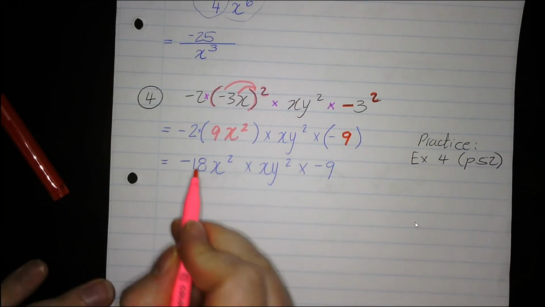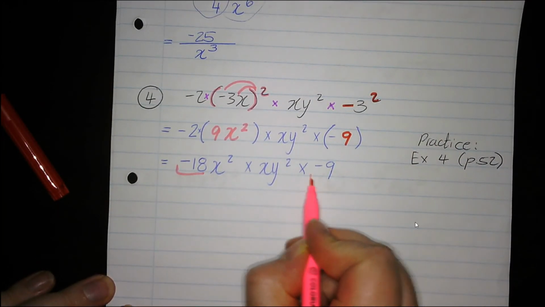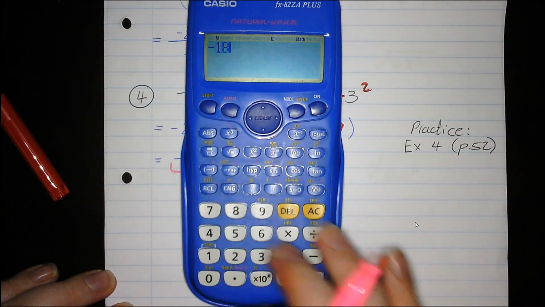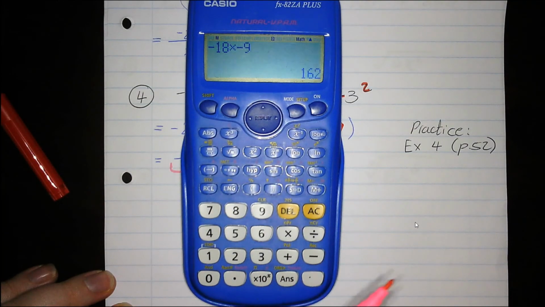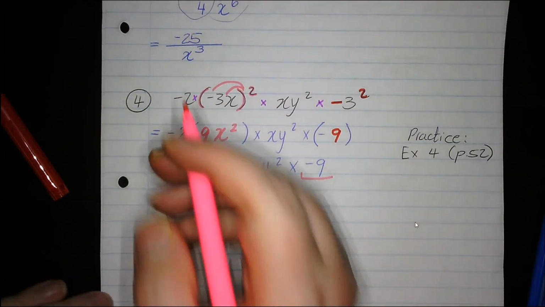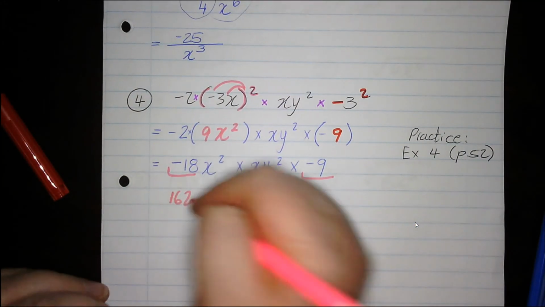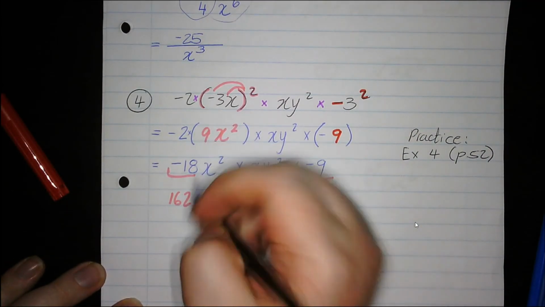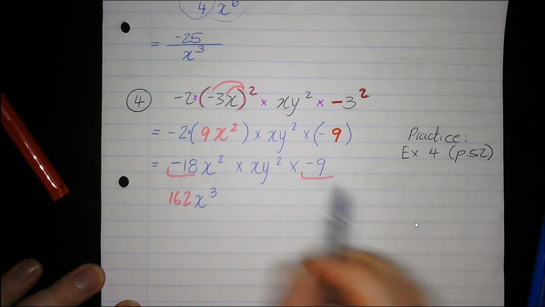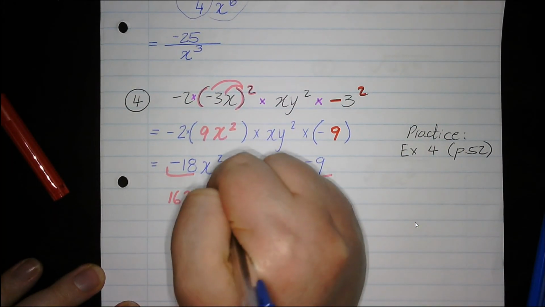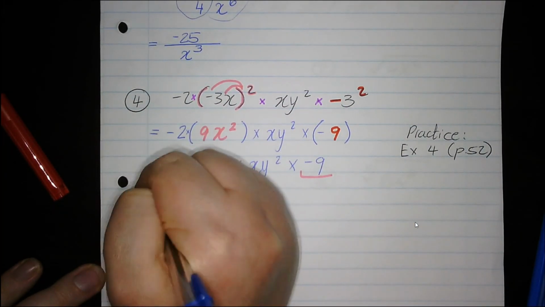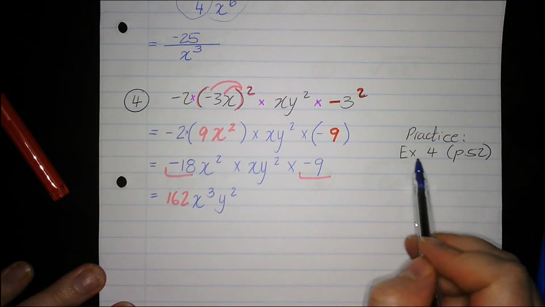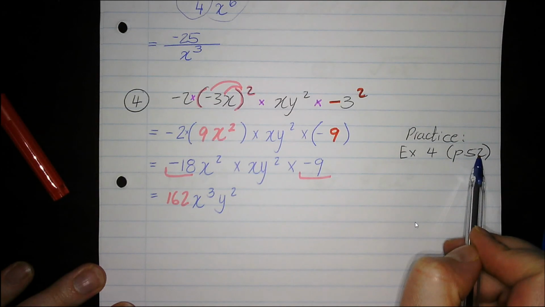Now I'm going to take the negative 18 and multiply it with negative 9. The easiest way to do that is with your calculator. That gives you 162. x squared times x is x cubed, and the y squared comes along, and that is our final answer. To practice this, you're going to do exercise 4 on page 52.